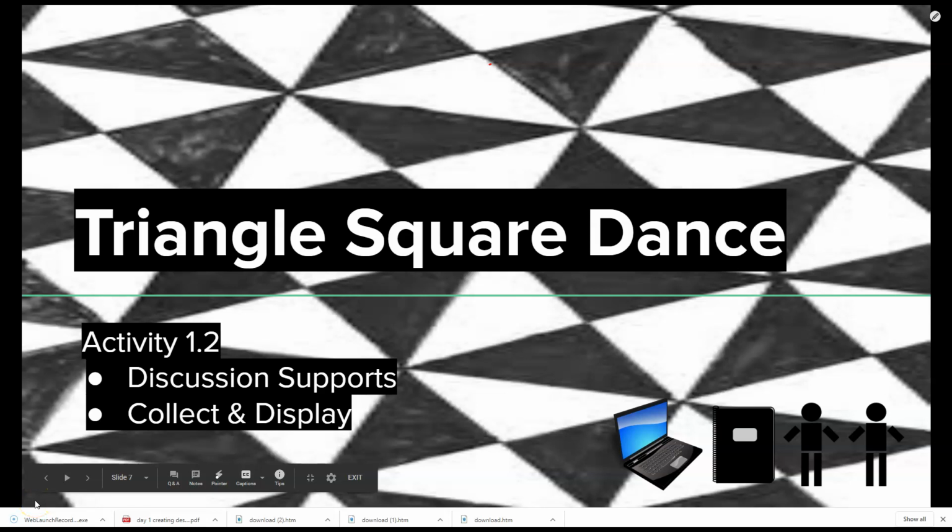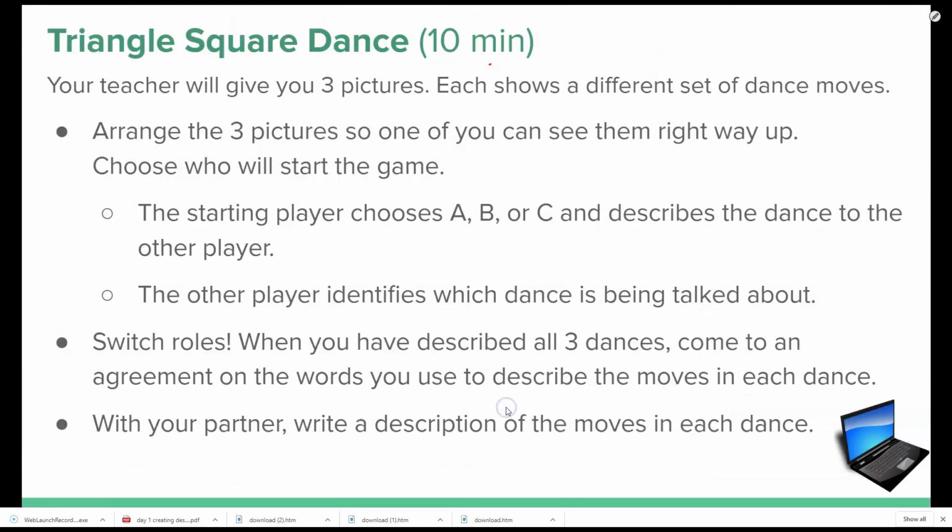Okay, this activity was called Triangle Square Dance. Do y'all like to dance? Well, I'm kind of clumsy, so I don't really dance a whole lot, but I do like to dance every now and then. But I thought this was really fun. So all you had to do was look at your cards that they give you.